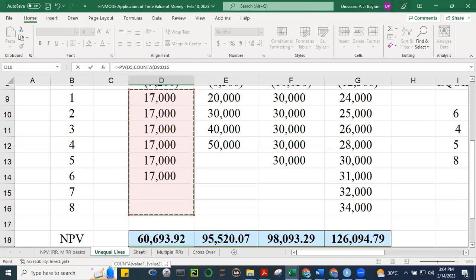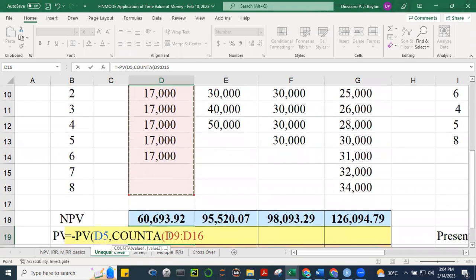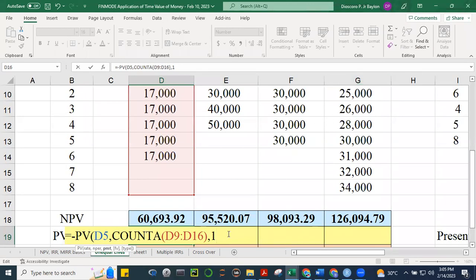Don't include the 0 because we don't count starting with 0, so this is 6 years. 1, 2, 3, 4, 5, 6. Do not include 0. And then we're including these empty cells, but that will not be counted because COUNTA stands for count whatever is not blank. Okay. I'm going to close this, COUNTA, and then comma. What's next? PMT. PMT is 1, right? So it's an annuity of 1.